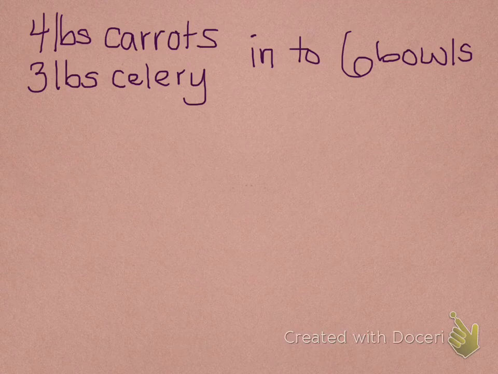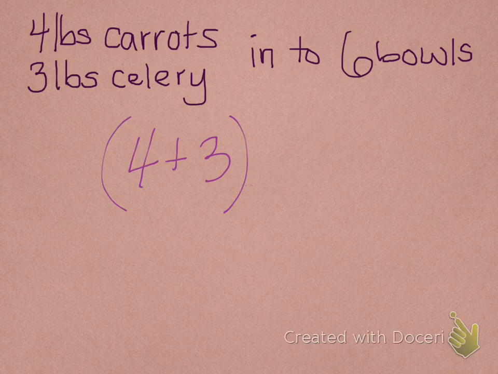So we know he has 4 pounds of carrots and 3 pounds of celery. So in total, he has 4 plus 3 pounds of vegetables. We want to divide that into 6 bowls. So divided by 6. All it does is ask for an expression, so we can leave it just like that.